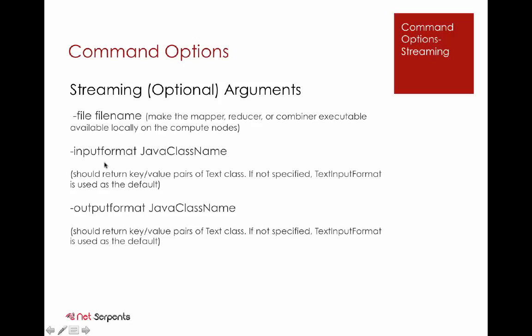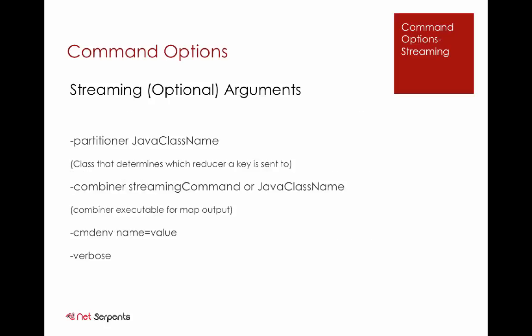As we proceed in our course, we'll be learning more about the different types of input formats and output formats that we can use. But essentially, if you don't use the default, which is text input format, for the input and the output format Java class names, you can specify the ones you actually want to use. There's a partitioner command, which allows you to determine which reducer a key is sent to. So you could specify the name of the actual reducer you're going to use. For the combiner, the same thing. Which combiner executable to send the map output to can be specified.